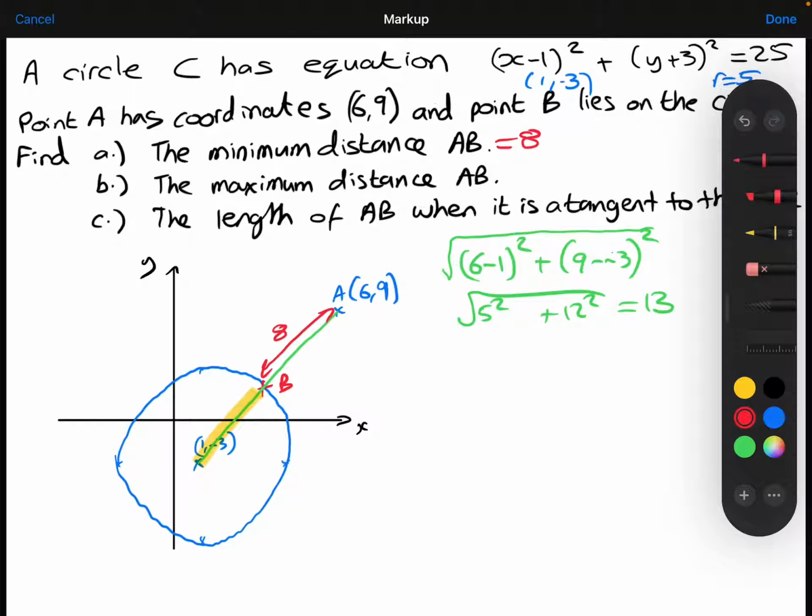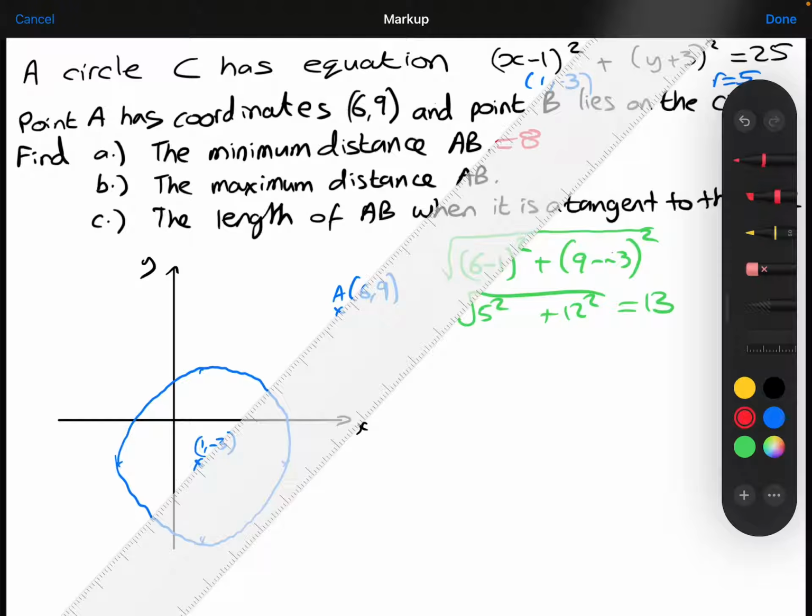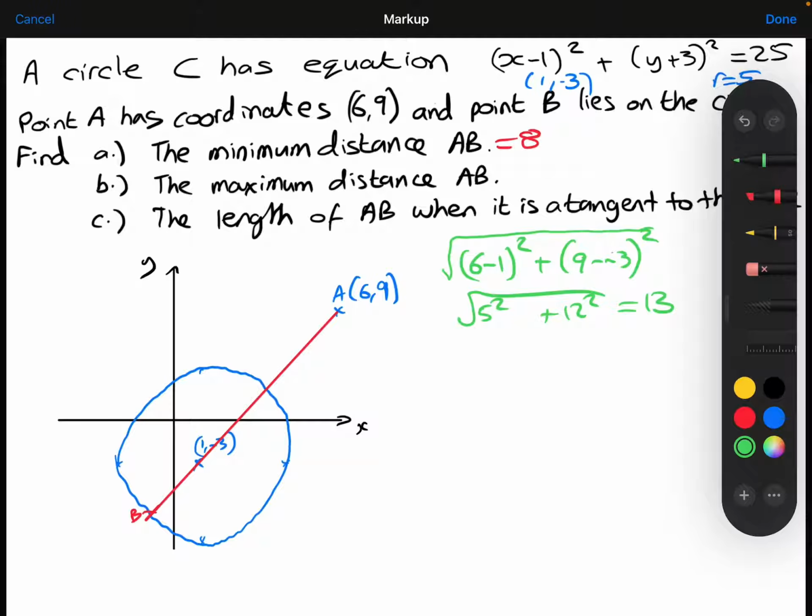Part B, the maximum distance of A to B. Well, where is B going to be if we want the maximum distance? Well, it's going to be the other side of the circle. It's going to be over here now. This length here is going to be the biggest that AB can be. Again, if B was here, for example, then this line here is clearly not as big as that red line. What's the length of that line?